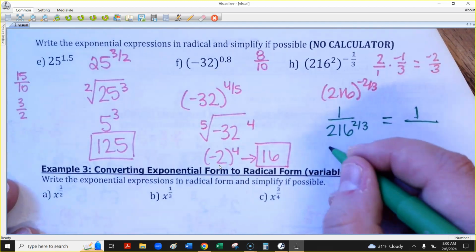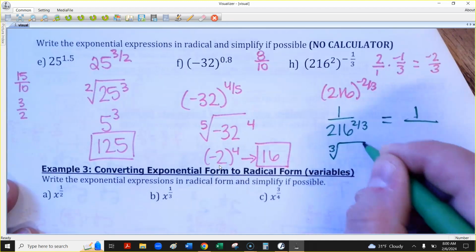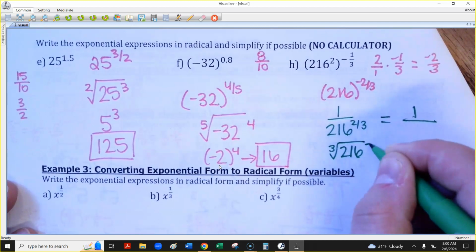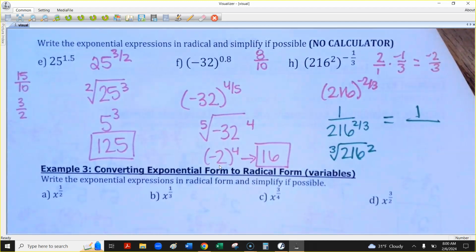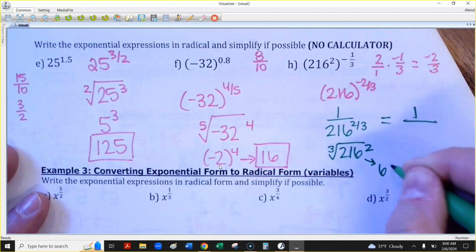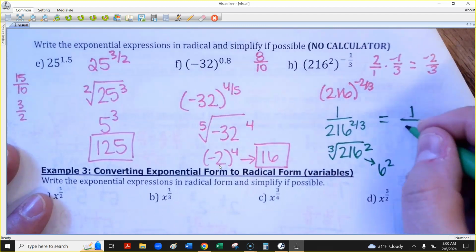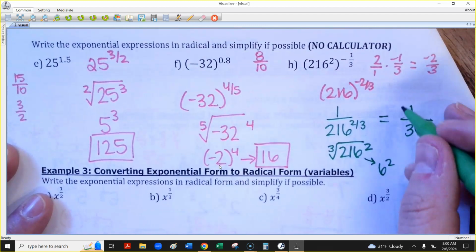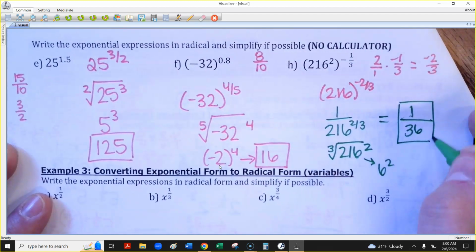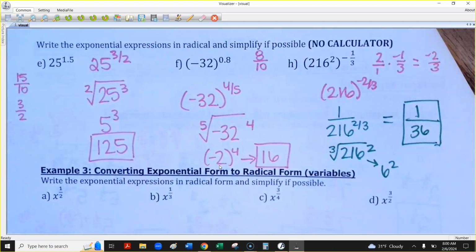So we're going to do bottom out, cube root of 216, and then we'll square it. Does anybody know the cube root of 216? 6. Okay, so this is going to be 6, and then we'll square it. So that should be 36. So when I write my answer, it's just 1 over 36, because of our negative exponent. Is anybody having a question?